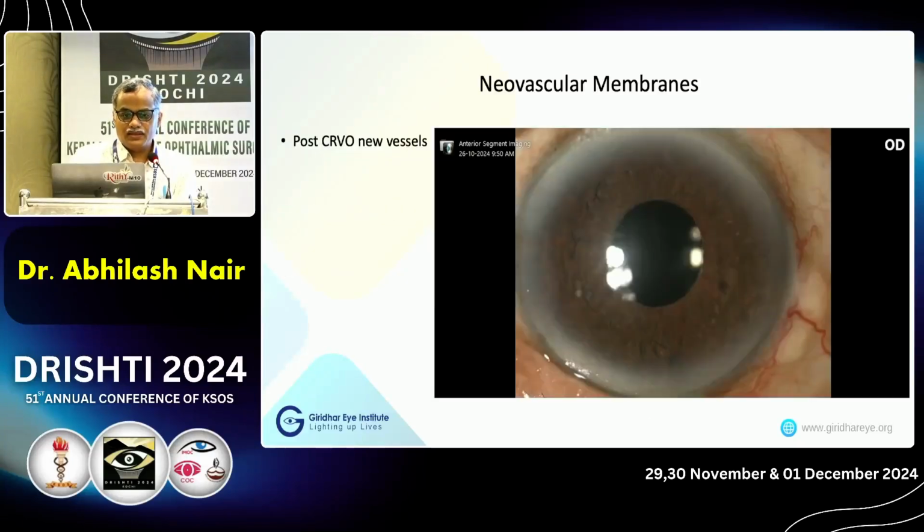So this is a post-CRVO patient. You can see very fine new vessels here. So these should not be missed. Sometimes they go directly to the retina consultant, in a dilated state, and they may miss it. So always be on the lookout for new vessels at the iris.